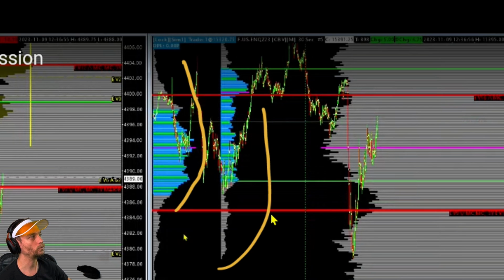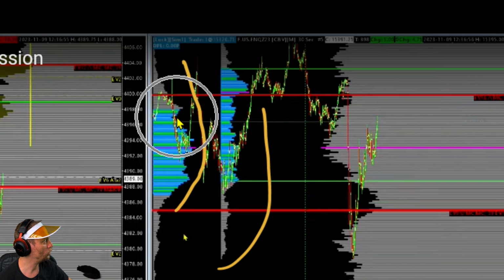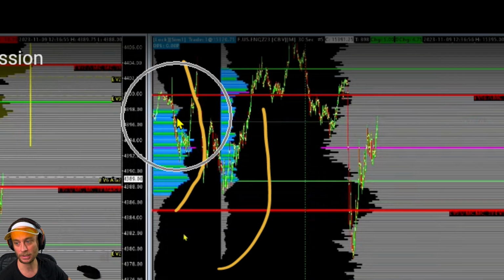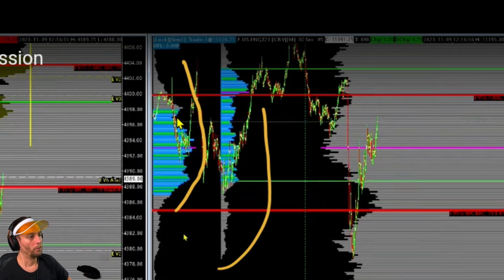So what we know is we have this low node here. We have kind of a range, but it's channeling up, so it's a little weird. However, I want to be short as close to this area as possible. Problem being, I need the other markets to agree. I want the other markets to be above the mean, above the bulk of the profiles.